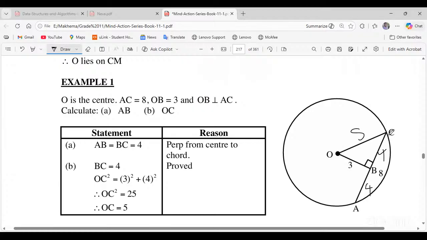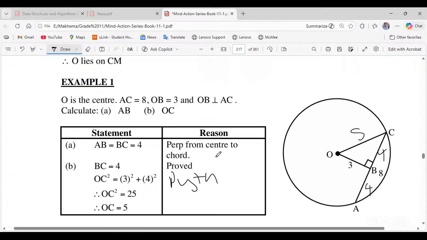That is OC. Now you will use Pythagoras theorem. I don't know why they didn't provide the reason here. I was going to mark them wrong. You have to provide the reason. This is Pythagoras theorem, and Pythagoras theorem is applicable on a right-angled triangle. What is a right-angled triangle? It is a triangle with one angle as a right angle. You know what a right angle is.